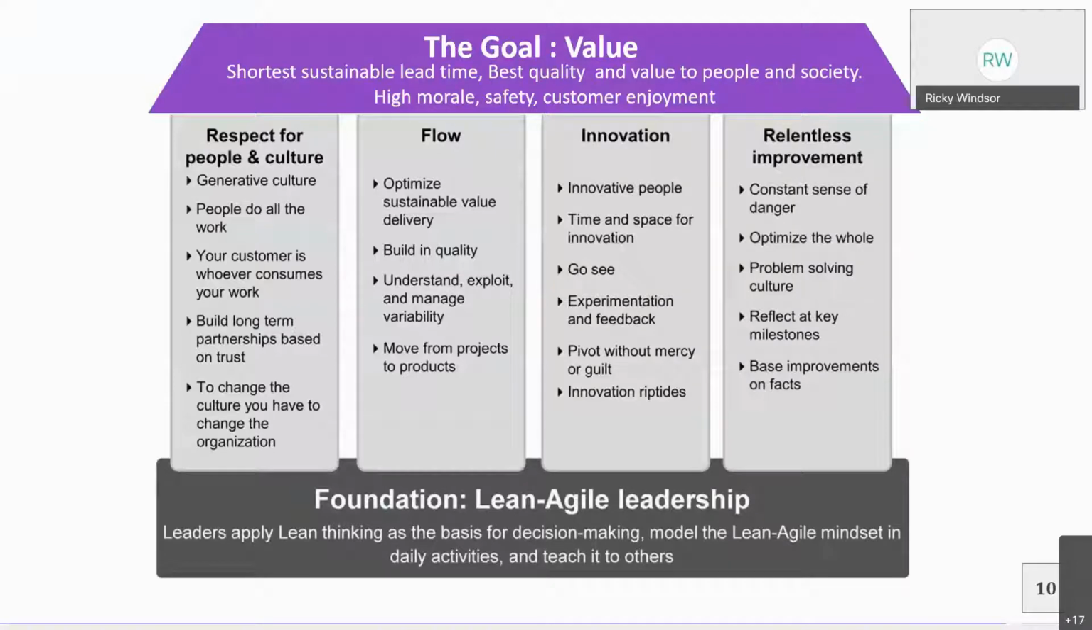So the next pillar is flow, right? And this is one of those really more agile manufacturing type terms, but it still applies, right? So what it really entails is optimizing sustainable value delivery. So whatever your product is, finding a way to deliver it at a steady rate or faster, dependably, right?